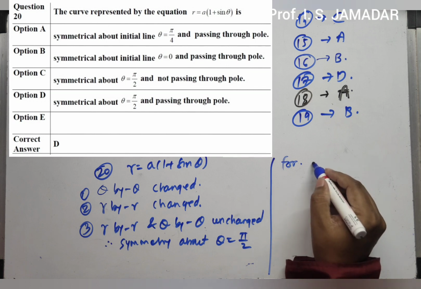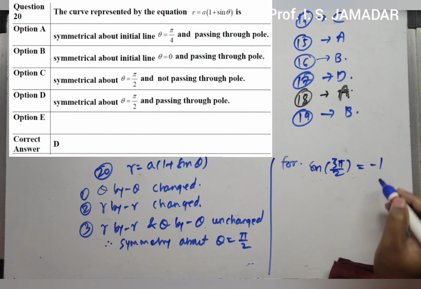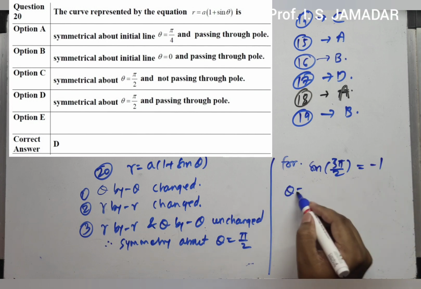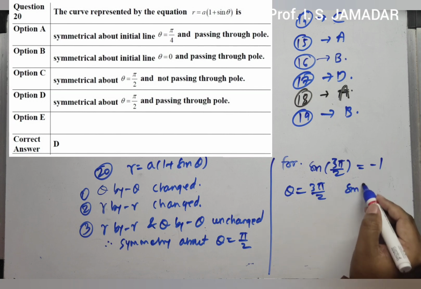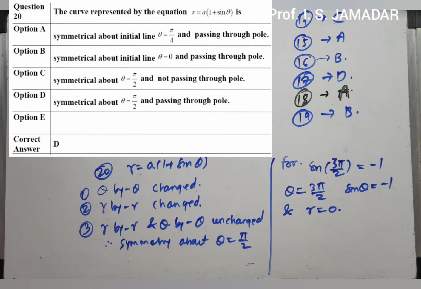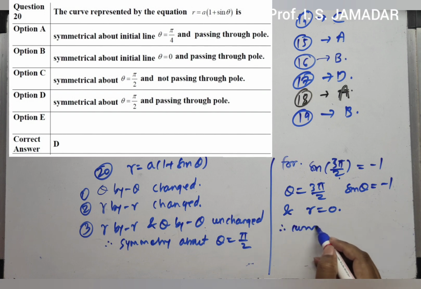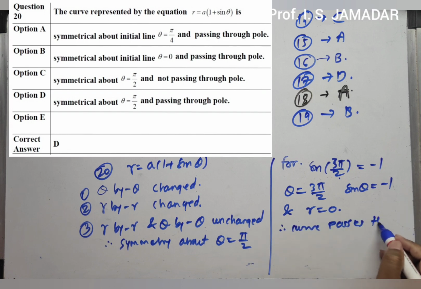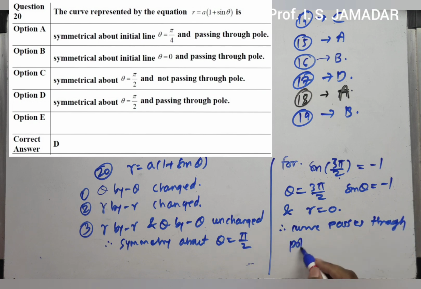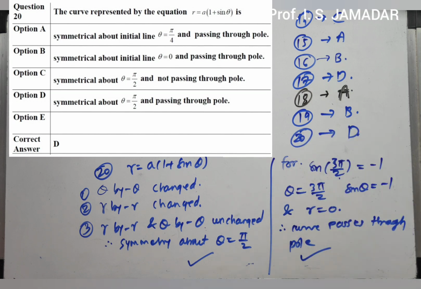Now what is sine 3 pi by 2? Sine 3 pi by 2 is minus 1. So for theta equal to 3 pi by 2, sine theta is equal to minus 1, and r is equal to 0. It means we have one value of theta for which r becomes 0. Therefore the curve passes through the pole. So symmetry about theta equal to pi by 2 and passing through the pole. Option D is the correct answer. So for question number 20, answer is option D.